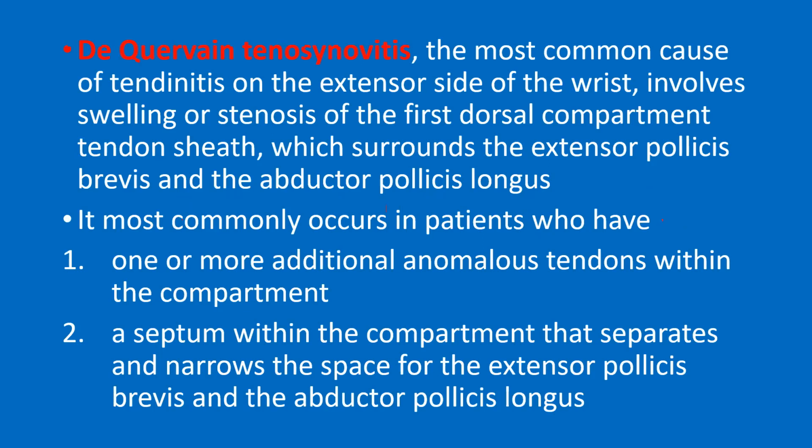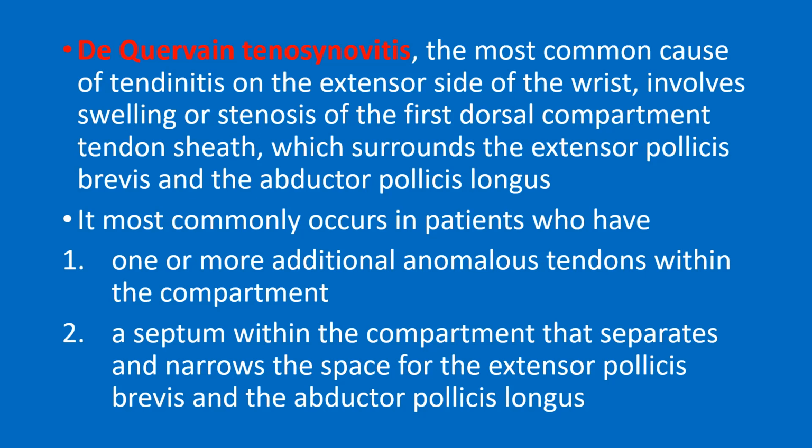abductor pollicis longus. It most commonly occurs in patients who have one or more additional anomalous tendons within the compartment. A septum within the compartment separates and narrows the space for the extensor pollicis brevis and the abductor pollicis longus. When you have this septum, you have much less room for the extensor pollicis brevis and abductor pollicis longus to pass through. Therefore, they are irritated and patients will complain of pain.